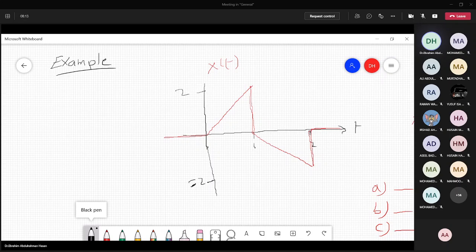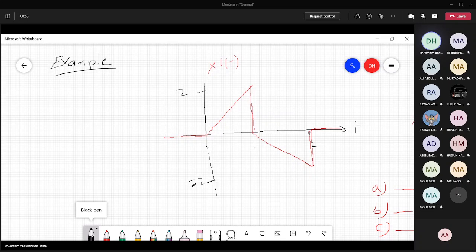We want to decompose this one into elementary functions. It's clear that we don't have impulses here, but we have a line. We have a line with some slope, which means that we have a ramp. And also we have a jump from one point to another point, then we have a step. Similarly here we have a step.